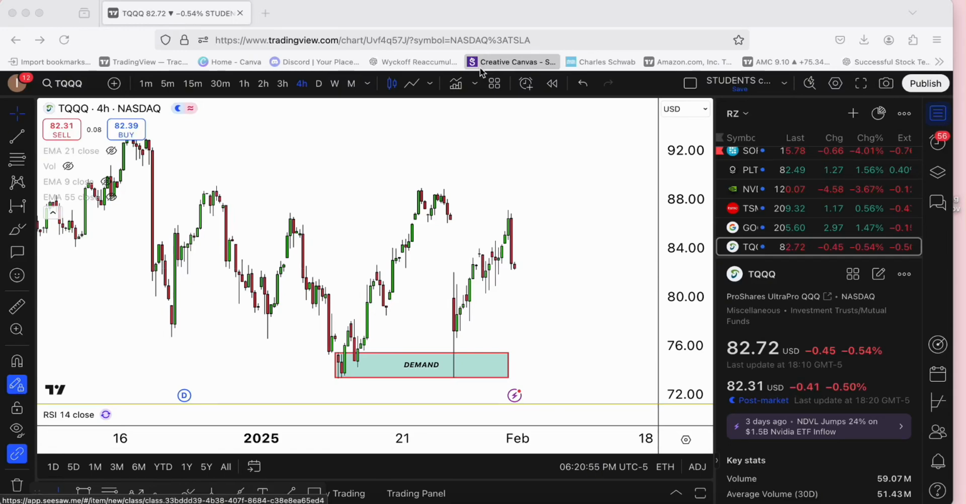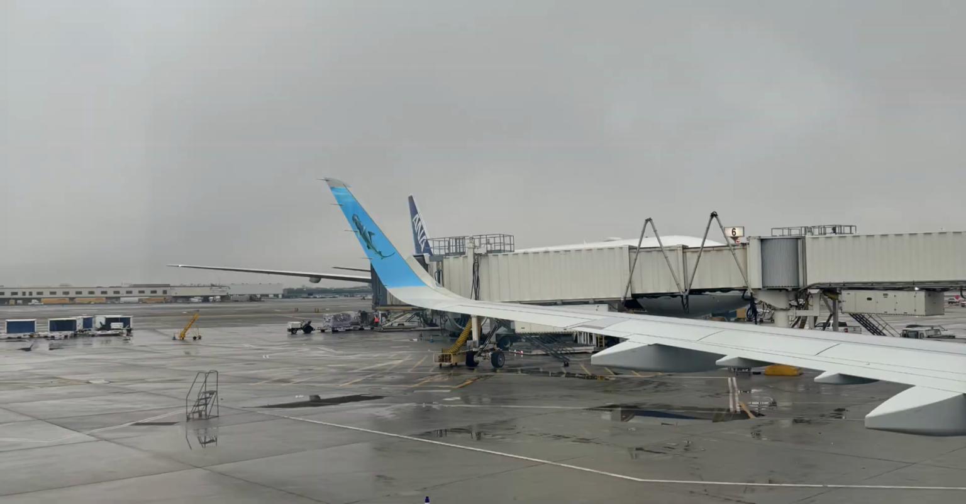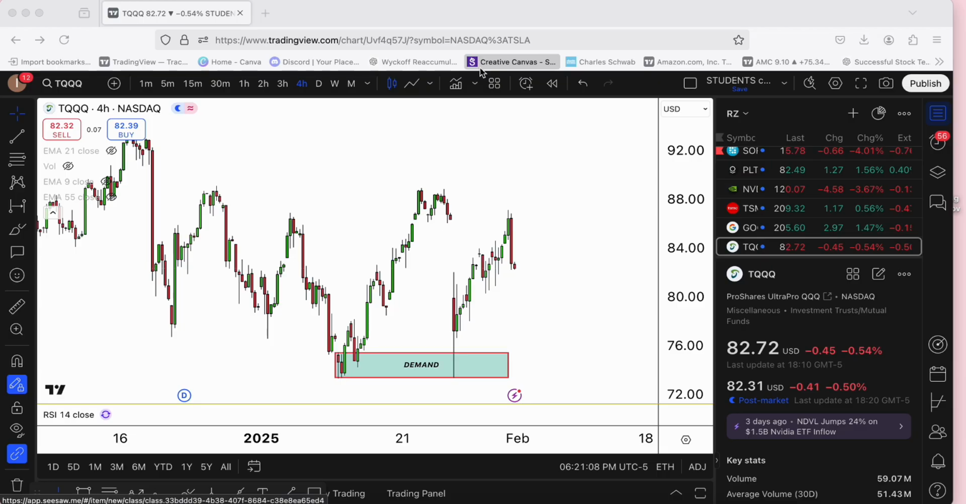Zone method works. All you have to know is where to draw these boxes. And this is what I've been doing all week while I was traveling to New York. Just drawing simple boxes and making money off of these boxes. And this was all alerted inside of Vault Trading Academy.